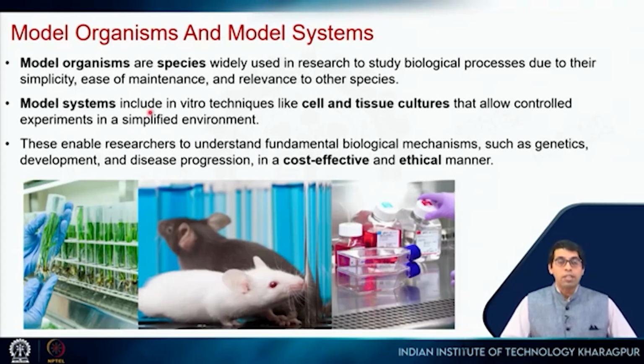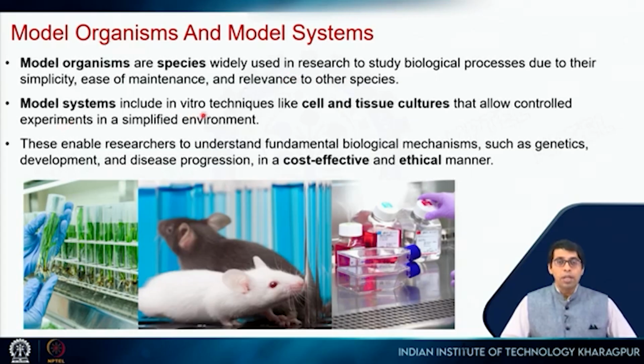So, what are the characteristics? Model organisms are species widely used in research to study biological processes due to their simplicity, ease of maintenance and relevance to other species. Simplicity means that they can be handled easily. Ease of maintenance means that they can reproduce easily. Their genetics and all the other characteristics of these organisms are already well known, and whatever information is obtained by experiments in this organism can be translated to other organisms. So, their relevance to other species.